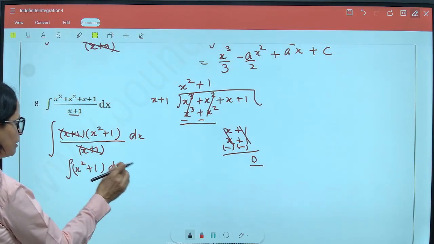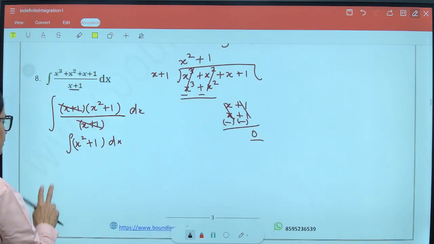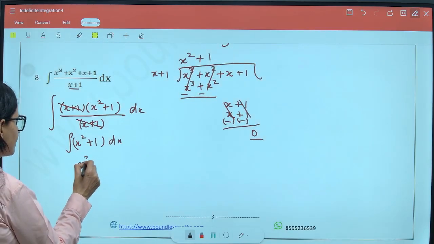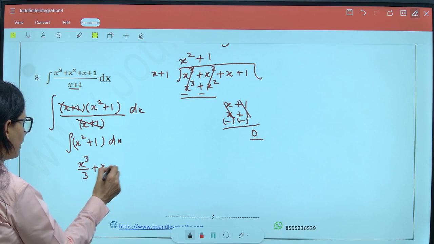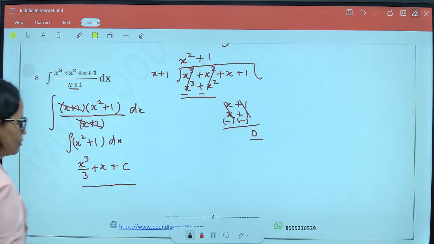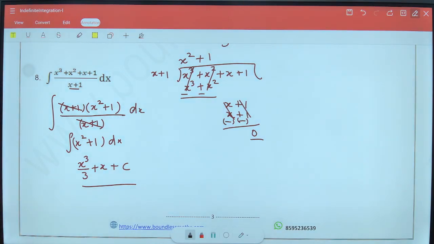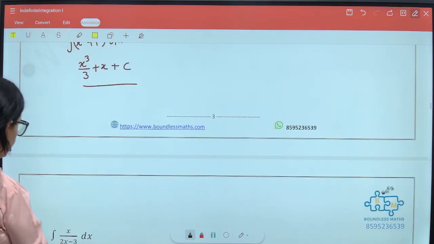Again these brackets and dx is very important when you are doing integration. So the integral of this is x cube upon 3 plus x plus the constant of integration. So this becomes your answer, right? So far I guess it's very easy.